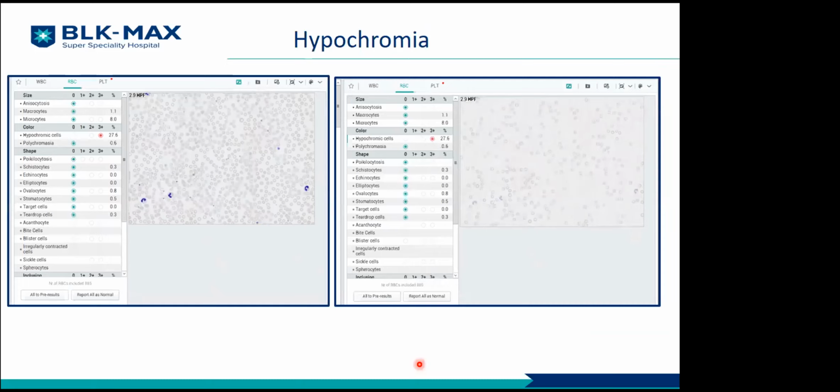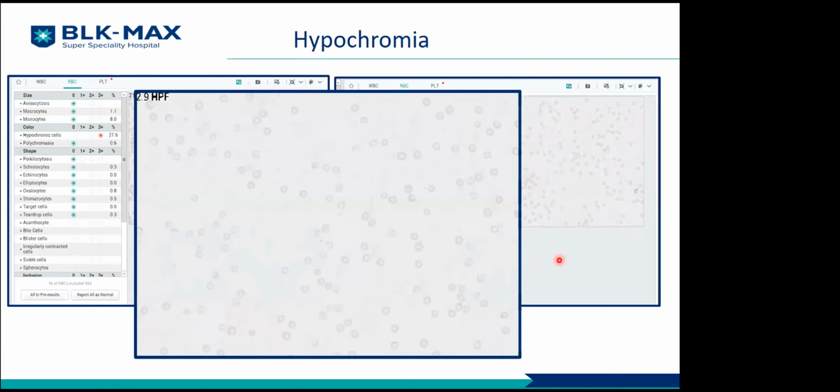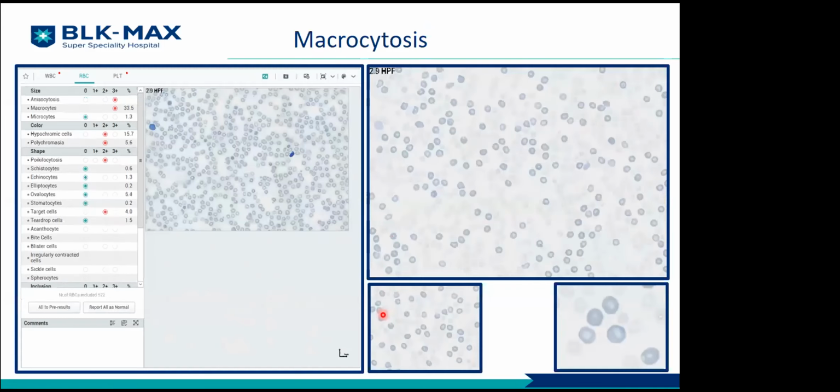Let's look at another case of hypochromia. And as you see in this particular case, the analyzer has very distinctly picked up hypochromic cells and told you that there are about 27% of them, 3 plus hypochromic cells. And therefore, when you look at this image over here, it very prominently highlights the hypochromic cells, and this is possible to be done on this analyzer, as you can see. You can also appreciate the presence of an occasional target cell in this particular case.